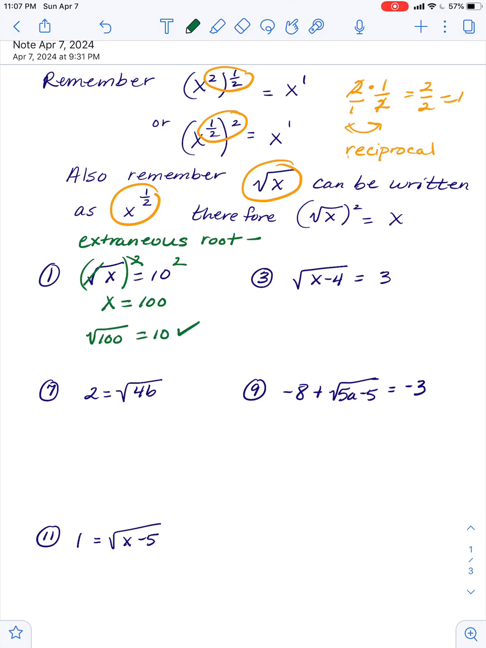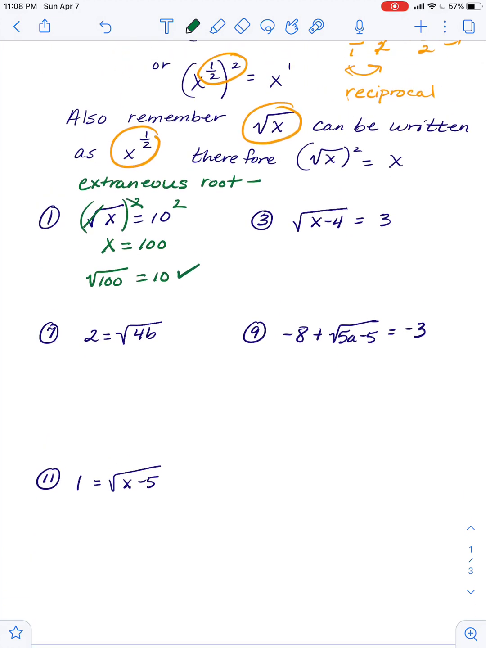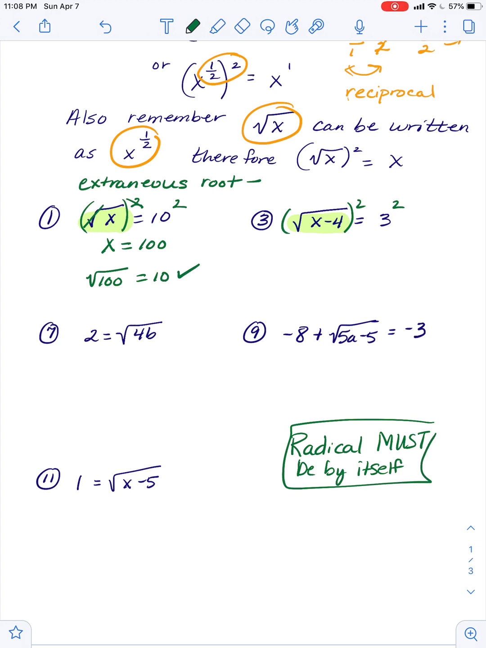So number 3. Again, this is all by itself. Sometimes what we need to do is highlight the radical piece of it. As you notice here, the radical was by itself, there's nothing else with it, and so we can just square both sides. The key is, again, guys, the radical must be by itself. Okay, so that is a key that we're working on here.